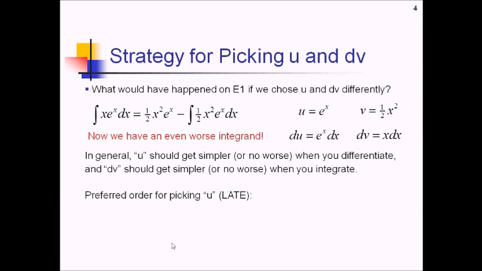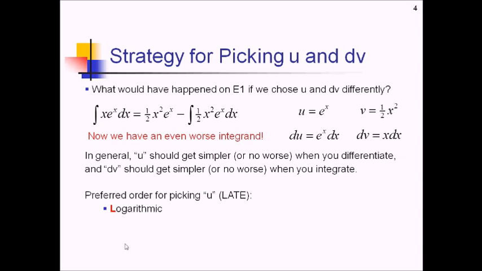So the L stands for logarithms. Logarithms, those are pretty easy to differentiate. They're a real pain to take the antiderivative of, so we should make our u value logarithmic if we have a choice, because we don't want to have to integrate this one.